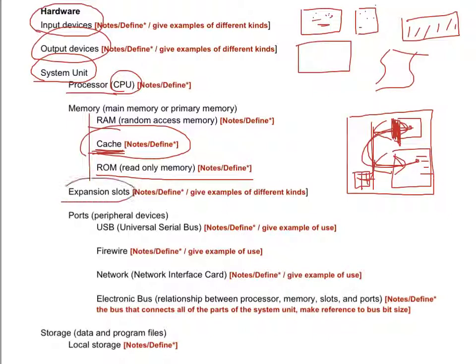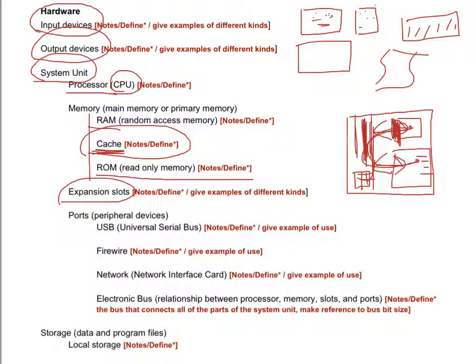Expansion slots. Inside a computer, there can be places where you can add cards, like you can add a graphics card, a video card, to make the video run faster and so forth. In the old days, we used to add a card for a modem or a network card.